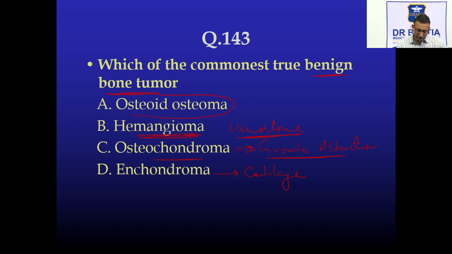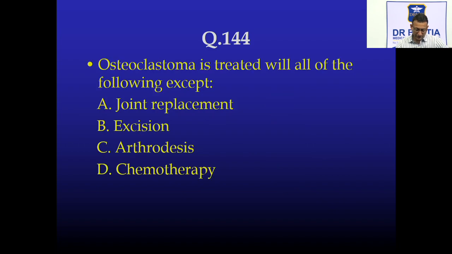Osteoid osteoma is the true primary bone tumor, which is small in size and has a lytic lesion in the center surrounded by sclerosis. Okay, so osteoid osteoma is the answer to the question, which is a true benign bone tumor. 143. Then question number 144. Osteoclastoma, which is also known as GCT or giant cell tumor, is treated with all of the following except. Now the options given are joint replacement, excision, arthrodesis and chemotherapy.